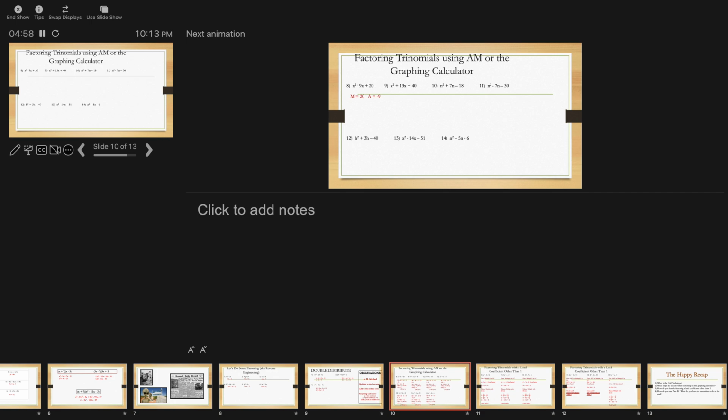Okay? Last bit of review. Let's factor these. Let's do the first row, then we'll do the second row. You'll notice every one of these has a lead coefficient of 1, so you should be factoring the way you factored the other day. So let's do numbers 1 through 4.